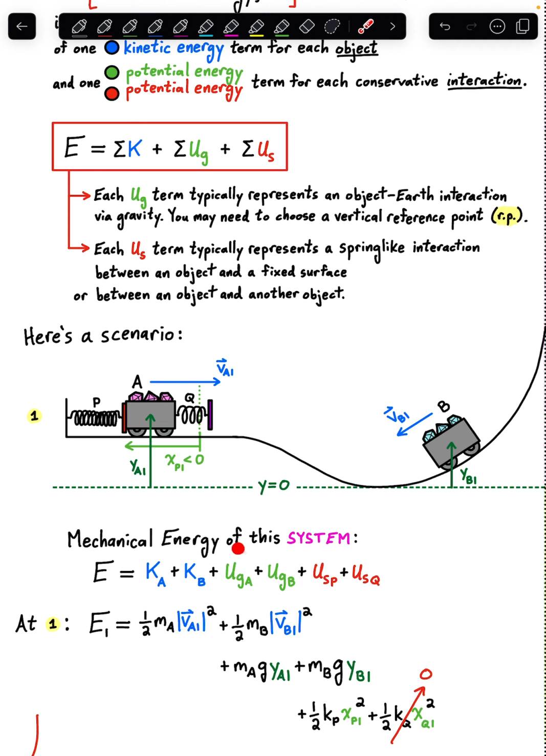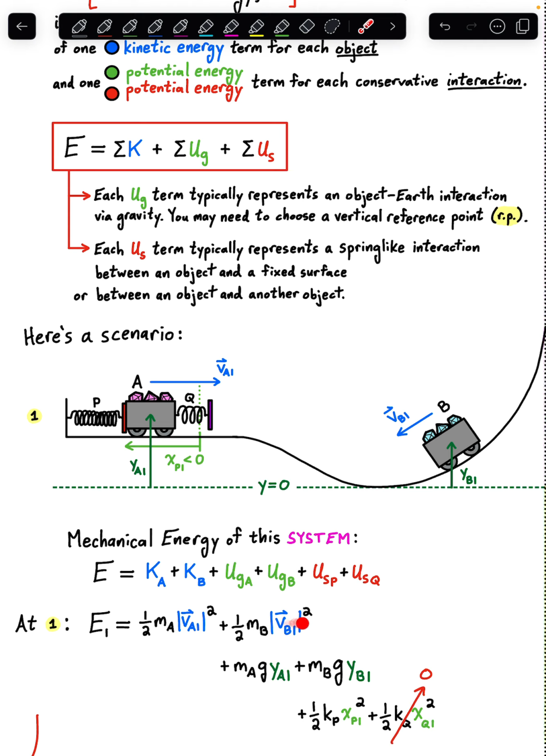Then the UG terms, each of these is mgy. So the gravitational potential energy of cart A here is the mass of A times little g times the height ya1 of the center of mass above our reference point. So that's mgy for this cart. Add to that mgy for cart B, that'll be this term.